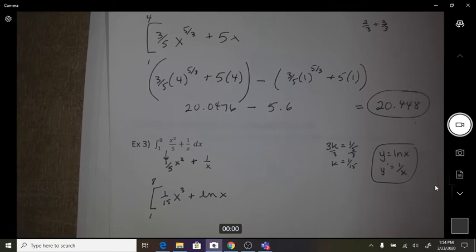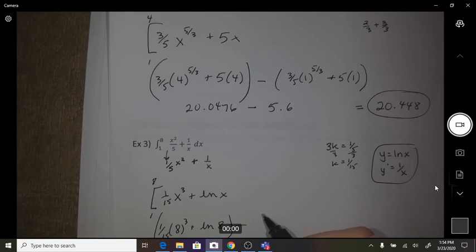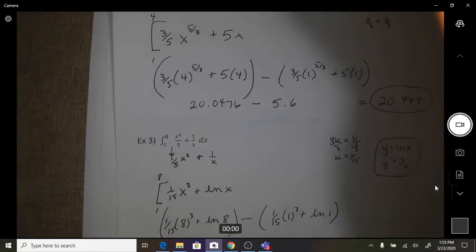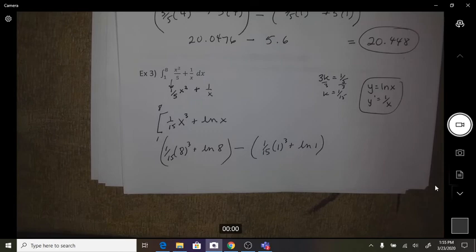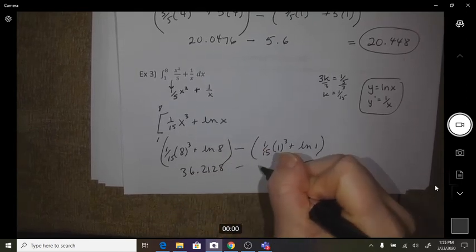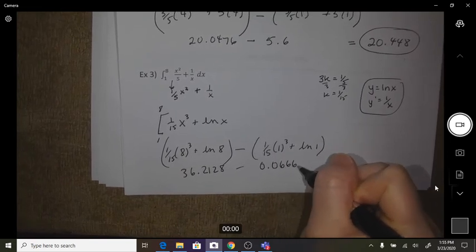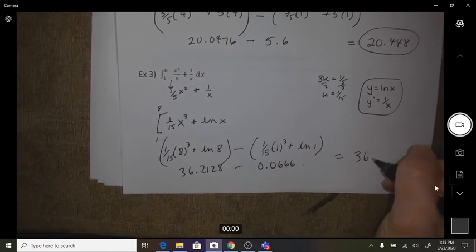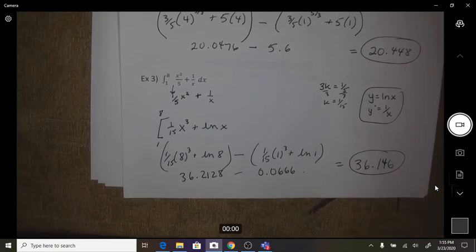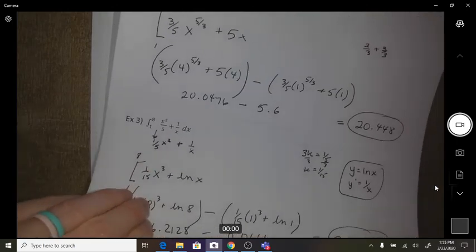Okay, so plug in the 8. Minus, and then plug in the 1. Plug in the 8, plug in the 1, subtract the two values. So here's what you should get. Final answer is 36.146. Okay, next page.